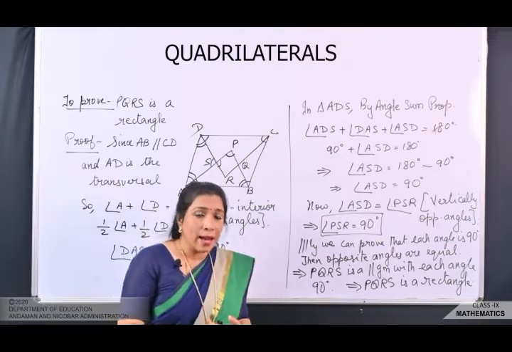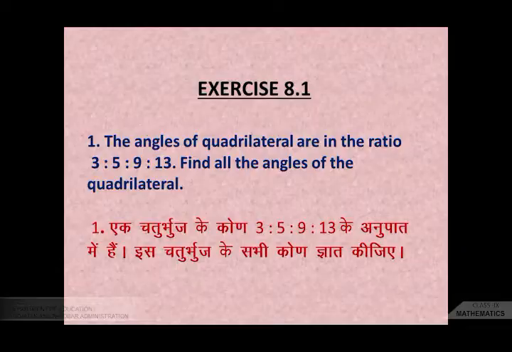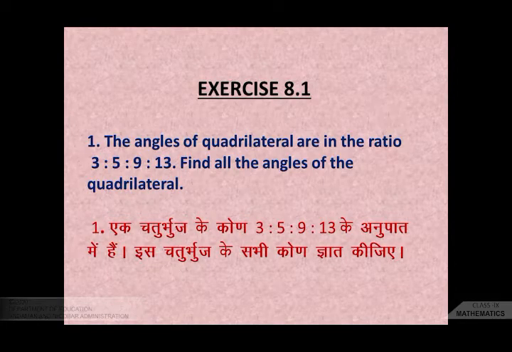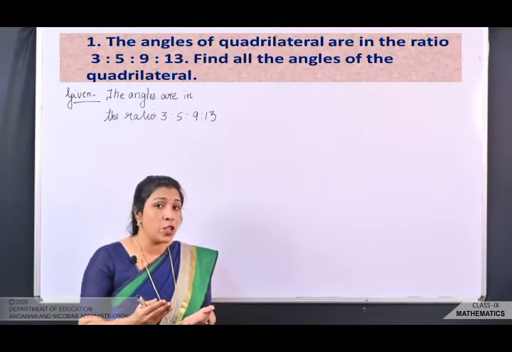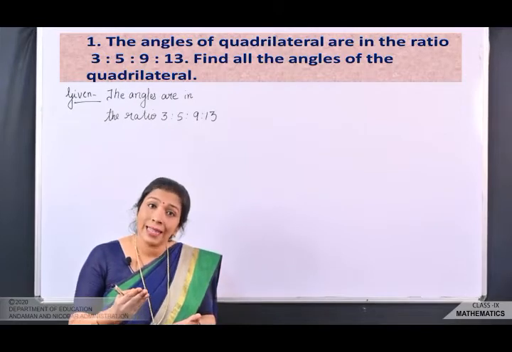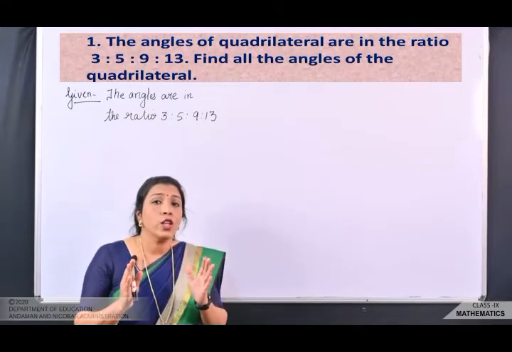Now let's start exercise 8.1. This is your exercise 8.1, question number 1. एक चतुर्भुज के कोण 3:5:9:13 के अनुपात में है. इस चतुर्भुज के सभी कोण ज्ञात कीजिए. Children, this question is very easy because the same type of question has been done by you in class 8, isn't it? So what is given in your question?